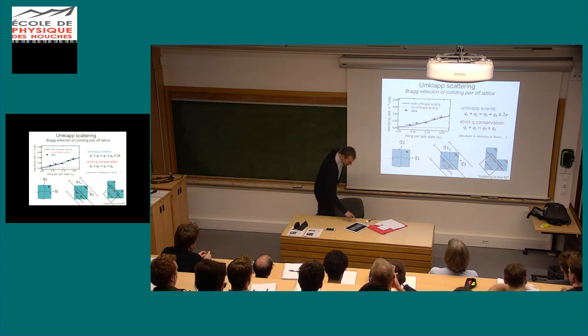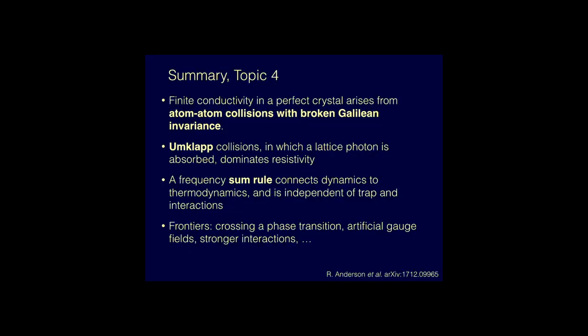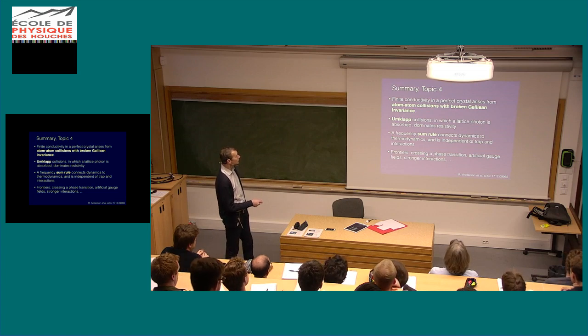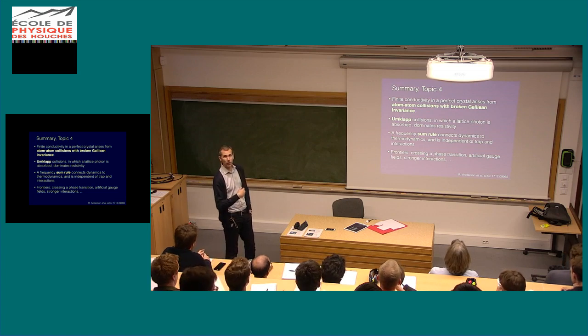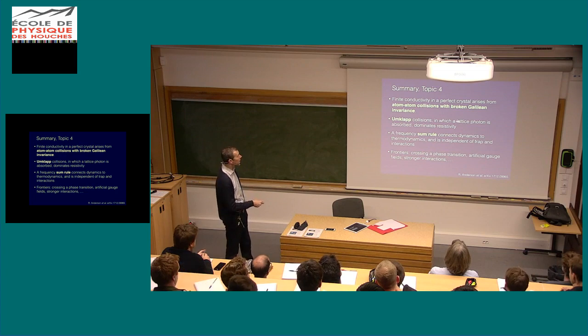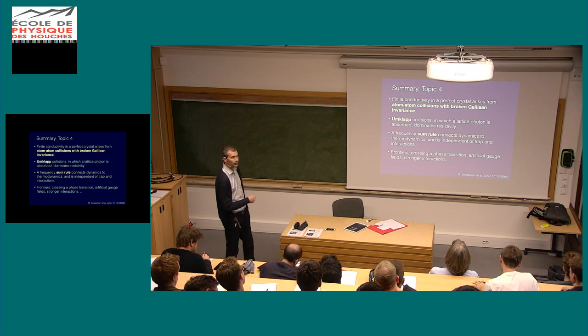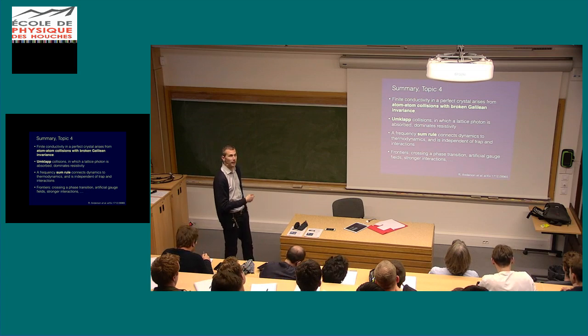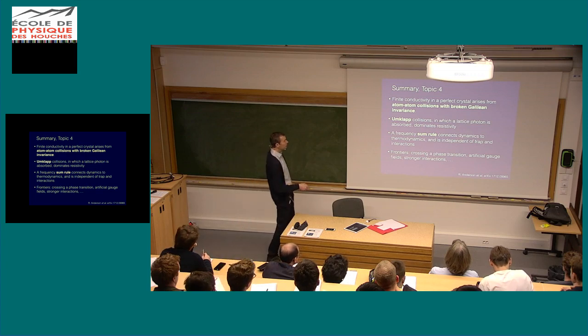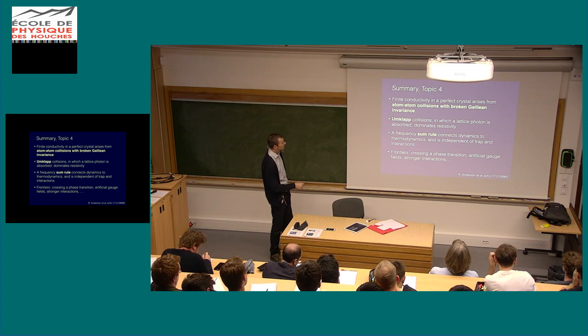Okay, so that's what I wanted to tell you today. What I've told you about is that if you have a perfect crystal and you want to know how it acquires resistance, there are two necessary ingredients. One of them is that you need to break Galilean invariance with that crystal, and the other is that there are atom-atom collisions. And then even without defects and impurities and phonons, you still get finite resistivity in perfect lattices.